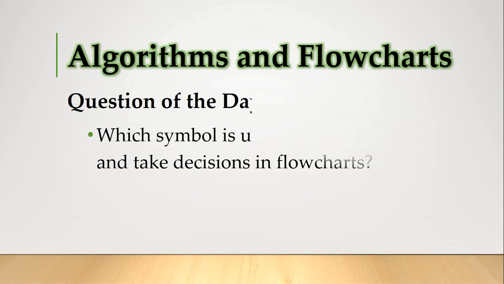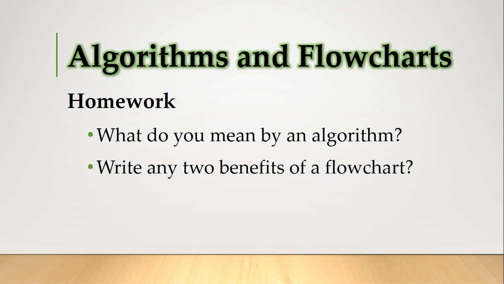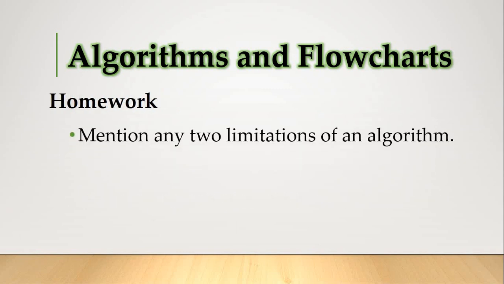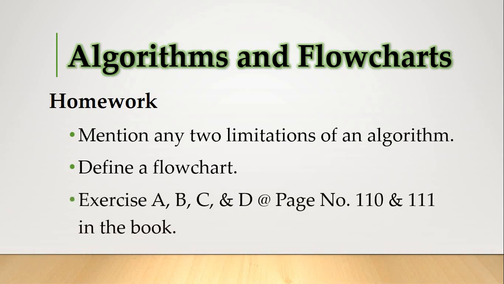Next, today's homework. First question, what do you mean by an algorithm? Second question, write any two benefits of a flowchart. Third question, draw any two symbols of a flowchart and write their functions. Next question, mention any two limitations of an algorithm. Fifth question, define a flowchart. And exercise A, B, C and D at page number 110 and 111 in the book.